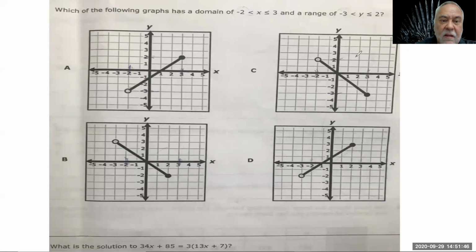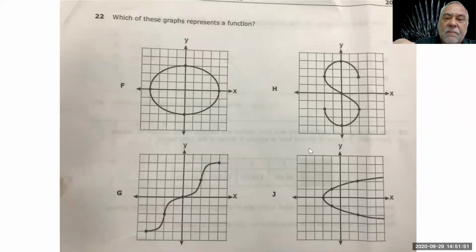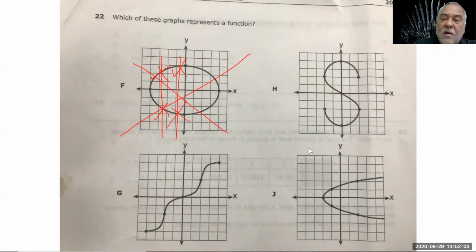Okay, and this one here says, which one's a function? Do the vertical line test. Okay, intersects there, intersects there. It's not that one. Vertical line test. Nope. Oh, look, a sign. But still, it doesn't pass the vertical line test.